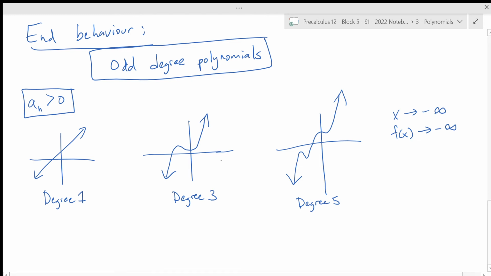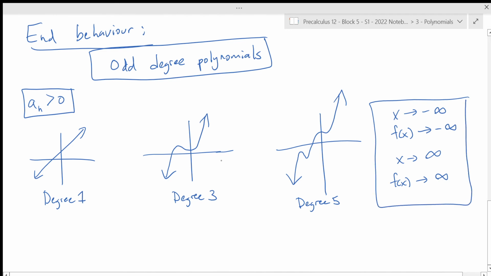We're going down. And as x goes to positive infinity, as we get bigger and bigger, the y values are also going to get bigger and bigger. This is just a mathematical description of the end behavior, but you can say when x is really small, close to negative infinity, y is really small. When x is really big, y is really big.